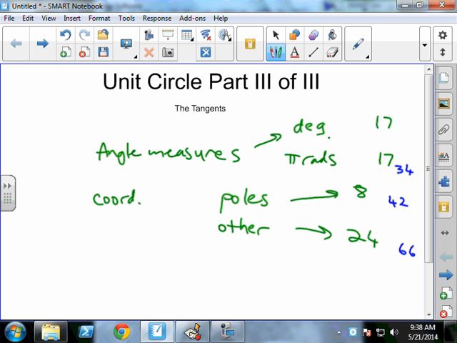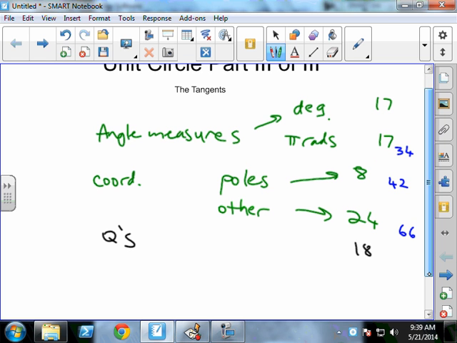That's 66. The last page, even though it says page 5, it's a typo. The last page, remember, it's got 6 questions. It's got some questions at 3 points each. So that's another 18 points. So that puts us at 84, which means for the tangents, it's 16% of the test. 16% of the test is based on the tangents.